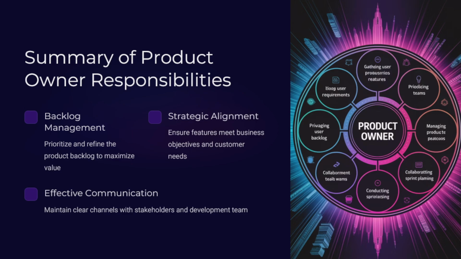And to summarize our session on the key product owner responsibilities, the product owner plays a pivotal role in agile teams, focusing on managing the backlog, aligning the development team with business needs, and maintaining clear communication with the stakeholders and the team. And by driving the product value through strategic prioritization and collaboration, they ensure the successful delivery of the high impact features.